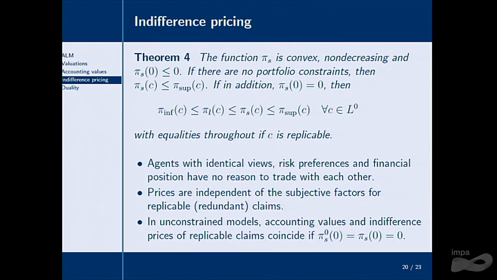the same subjective factors, same views about the future, same risk preferences, exactly the same financial position, they would never trade with each other, because this inequality here says that one agent would be asking for a price which is higher than the other agent would be willing to pay for it. Transactions would not occur if those agents were identical.